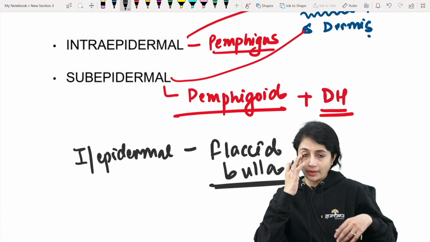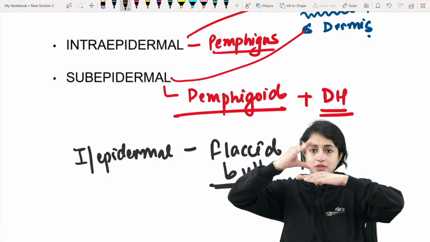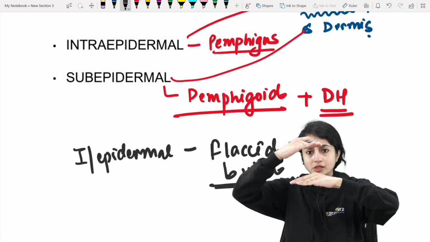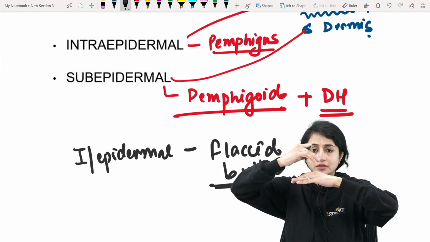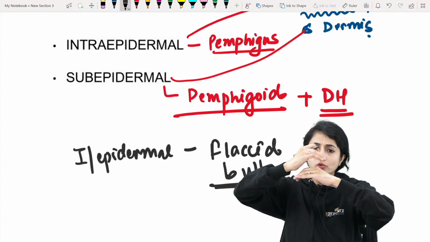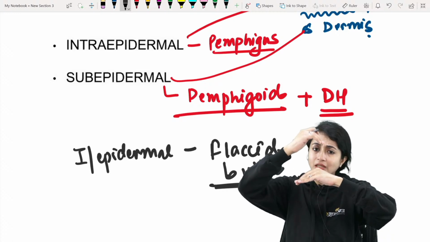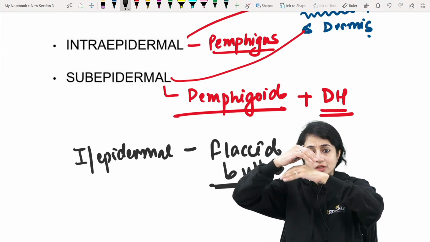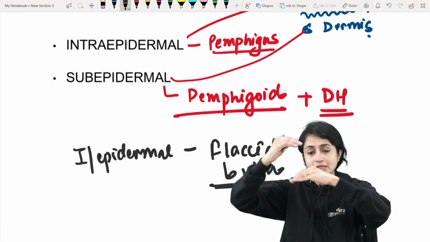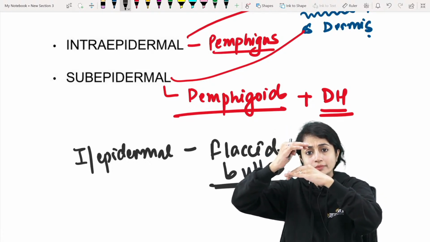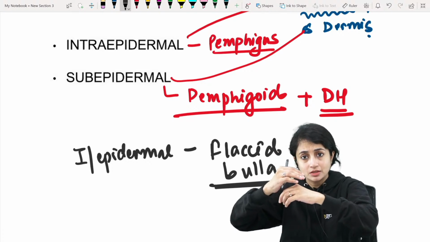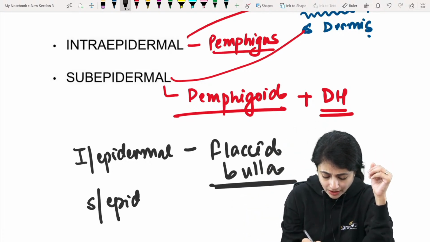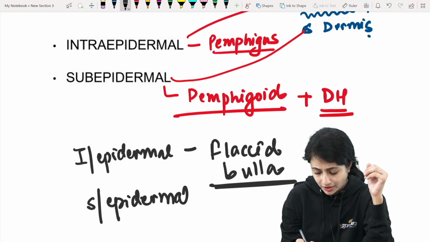Now, imagine if this is my skin, if this is the epidermis and below is the subepidermis. If I have a split here, then the roof of the bulla is very thin. Whereas if the bulla is here, below this, then this whole epidermis is acting as the roof of the bulla. So, it is tight.